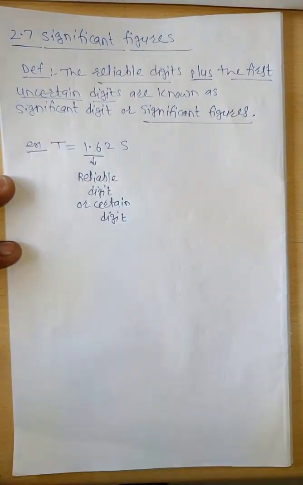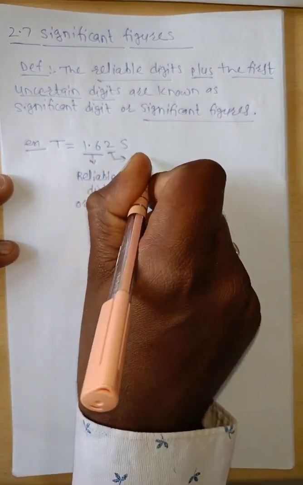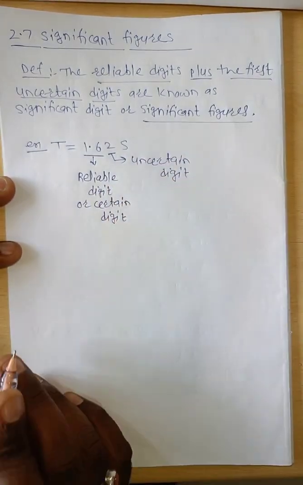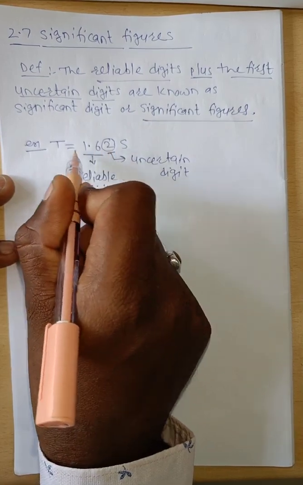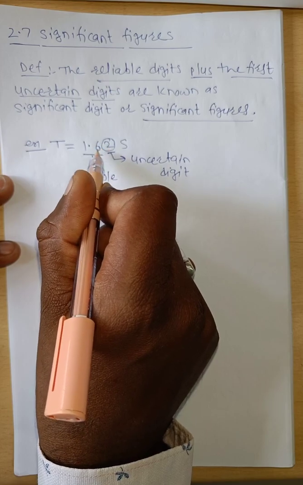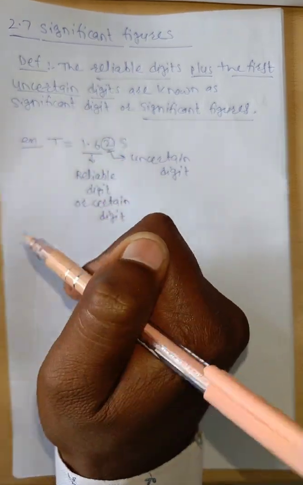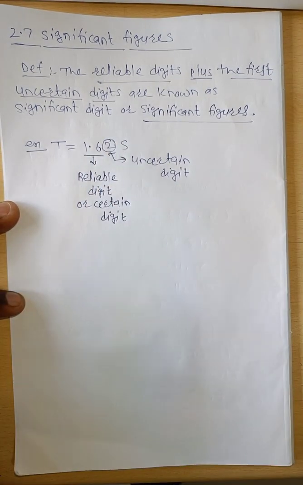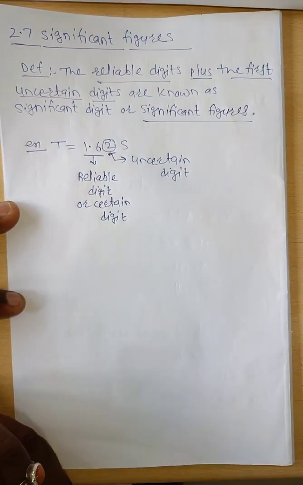The digits 1 and 6 are reliable or certain, and in that case the digit 2 is known as the uncertain digit. What is meant by uncertain digit? It means the value of 2 may change. The time period may be 1.62 or maybe 1.61 or 1.63. The value of 2 may be increased by 1 or decreased by 1, so it may become 3 or may become 1. Therefore the last digit is known as the uncertain digit.